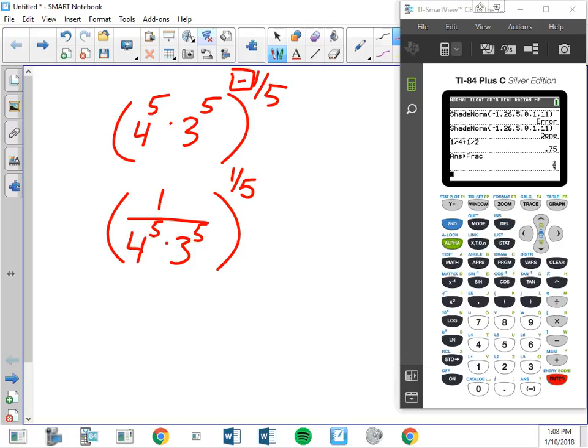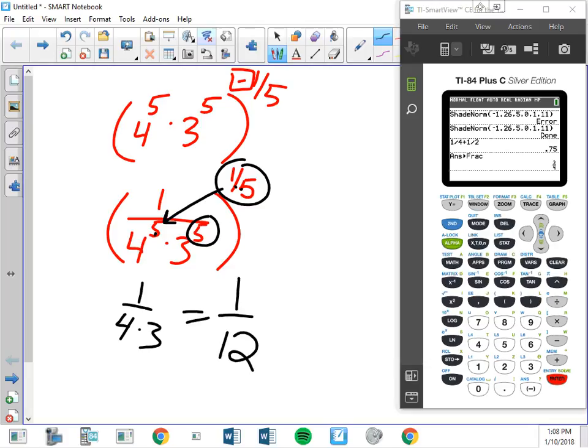Is everybody okay with that? So now I need to bring this in. What is 5 times 1/5? 1. So 1 over 4. What is 1/5 times 5? 1. So I get 3 to the 1st. Does that simplify any further? I get 1 over 12. That's the answer. In that case, all of the exponents simplified out.